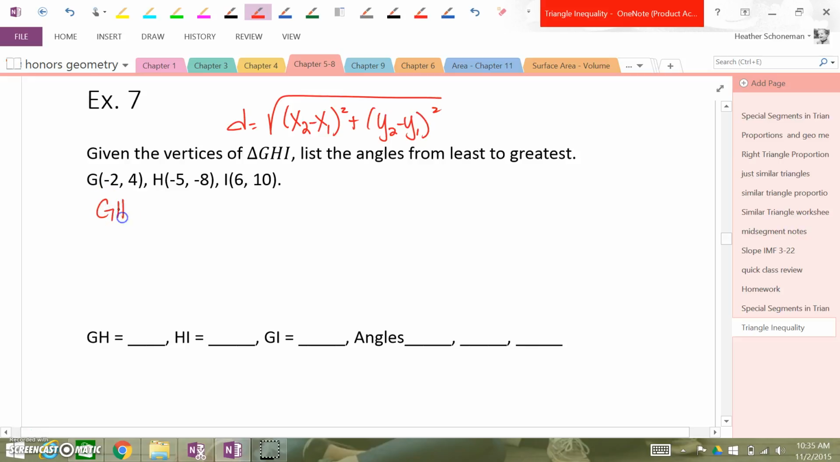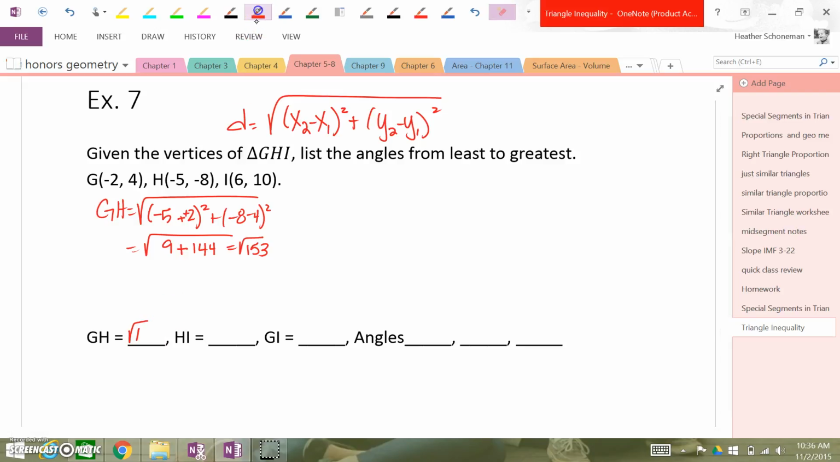So let's start with GH. GH would be x2 minus x1, so that's negative 5 minus negative 2 squared plus negative 8 minus 4 squared. Minus a negative is plus a positive, so we have negative 3 squared, which is positive 9. Negative 8 minus 4 is negative 12. Negative 12 squared is positive 144. And we get the square root of 153. Now, on these, all we need to do at the end is compare them small to big. So there's absolutely no advantage of simplifying the radical, even if it's easy to simplify.